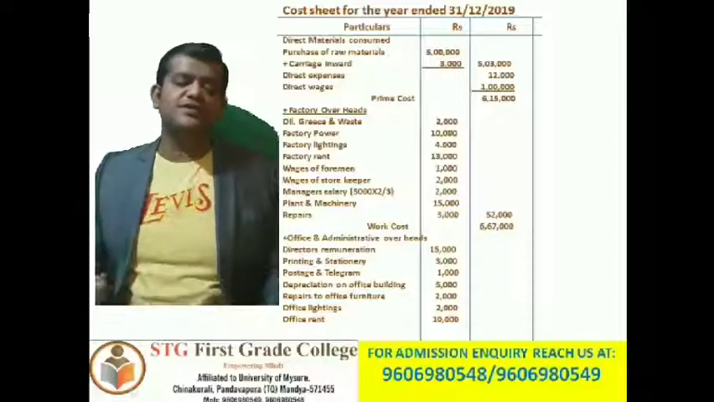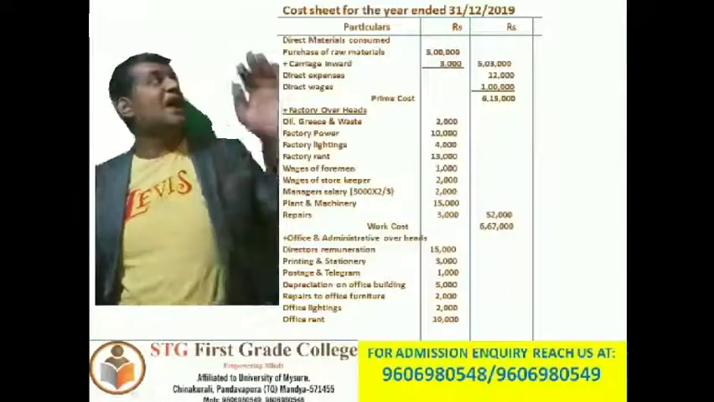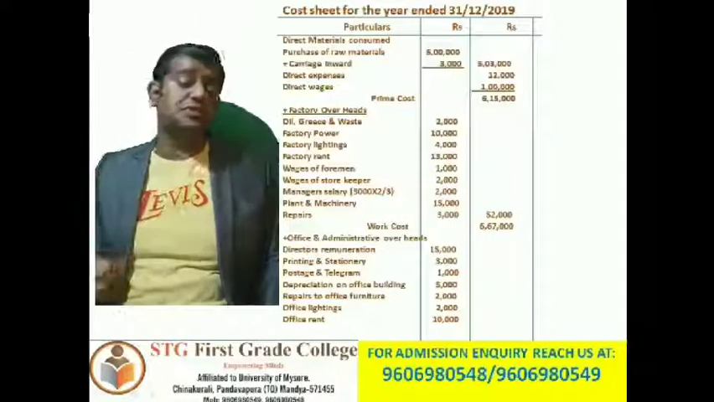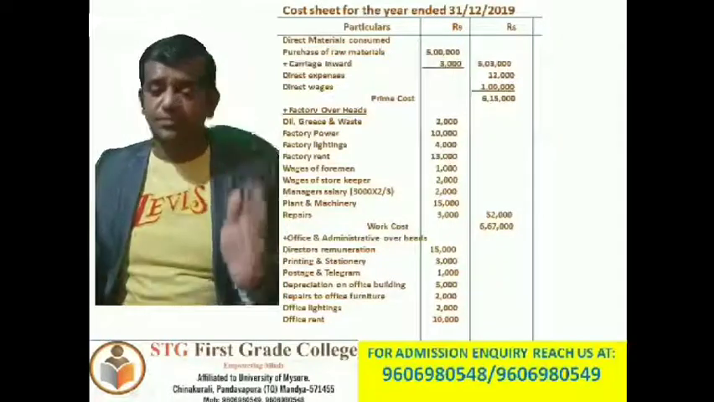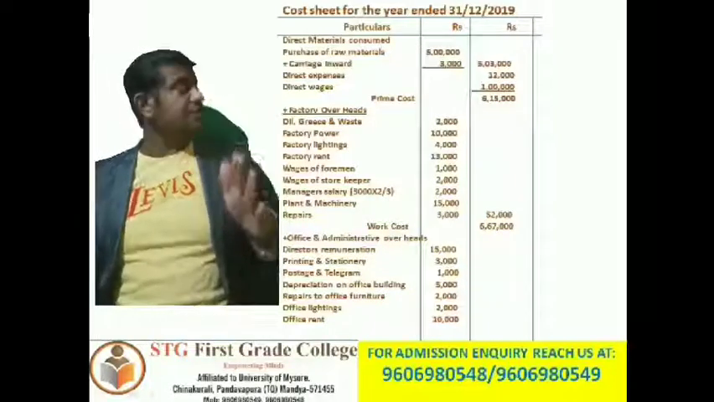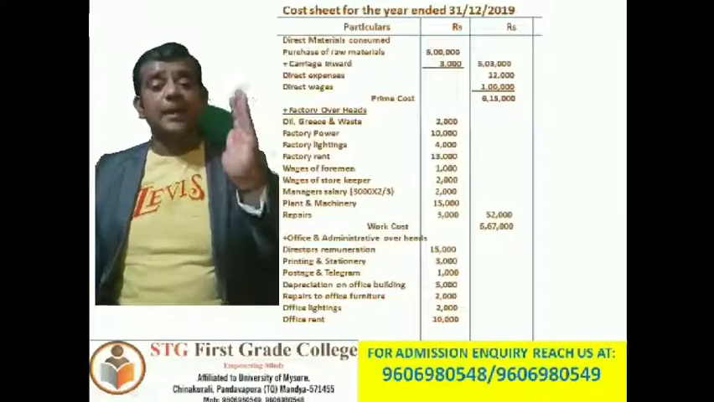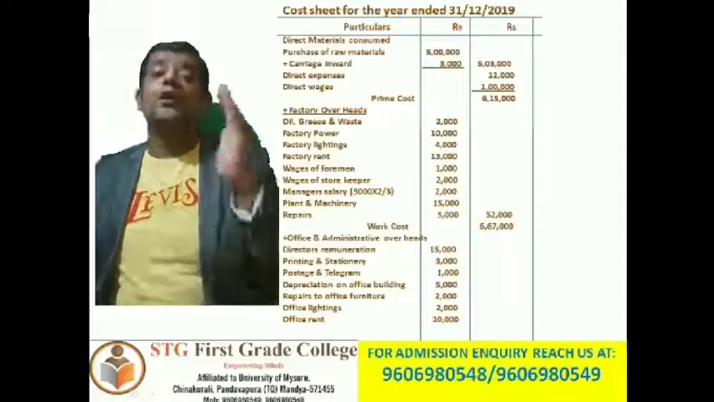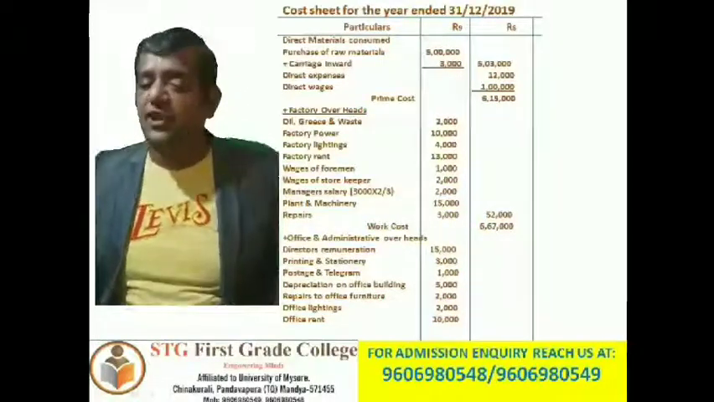Then repairs 3,000. Add all this in the inner column, that is 2,000 plus 10,000 plus 4,000 plus 13,000 plus 1,000 plus 2,000 plus 2,000 plus 15,000 plus 3,000. When you add, you will get 52,000 rupees.